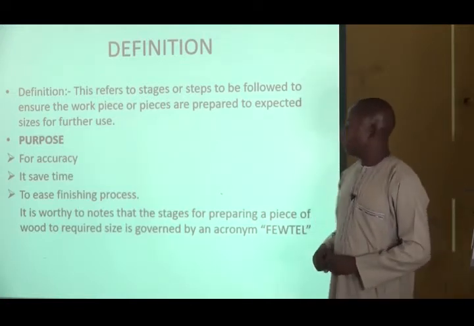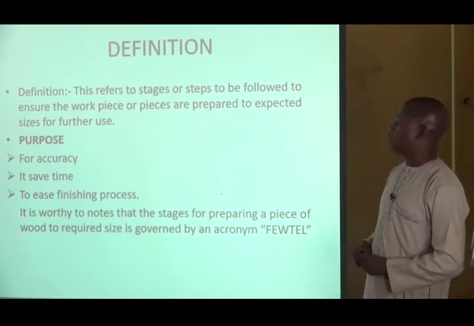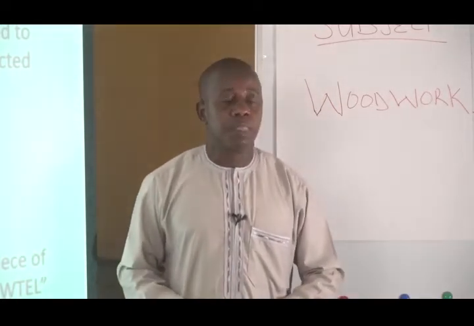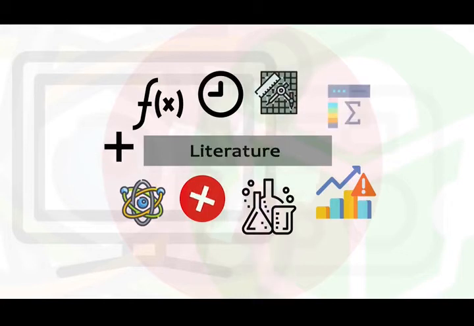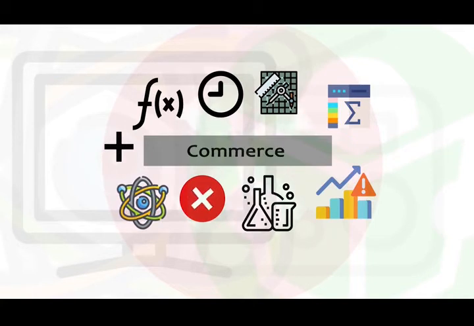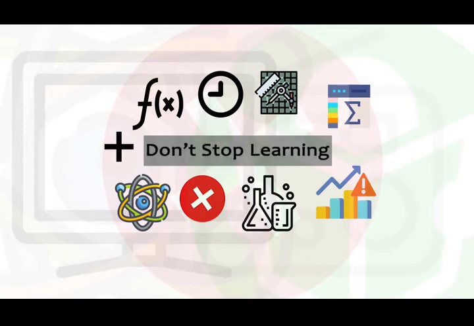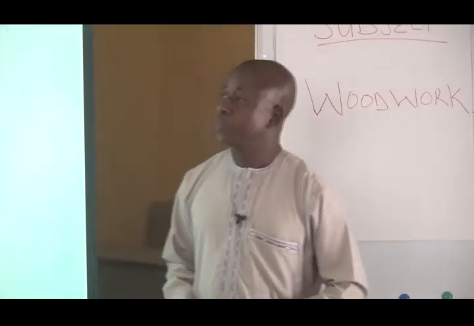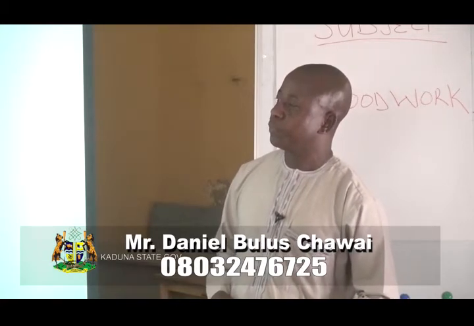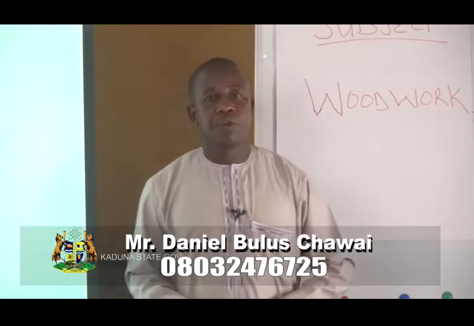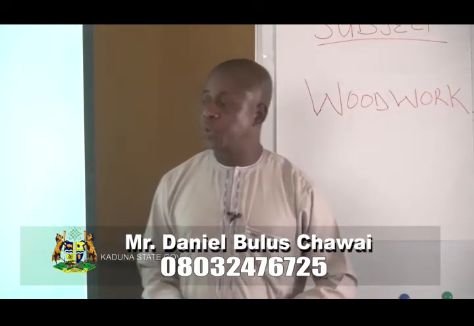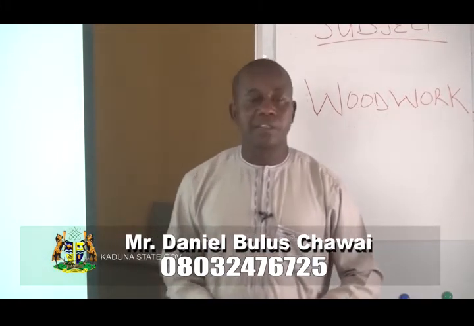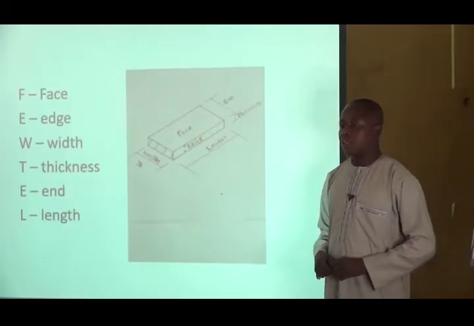It is worthy to note that the stages for preparing a piece of wood to required size are governed by an acronym, FUTER. From the diagram we have on the board, F stands for face, E stands for edge, W stands for width, the letter T stands for thickness, the letter E stands for end, and L stands for length.